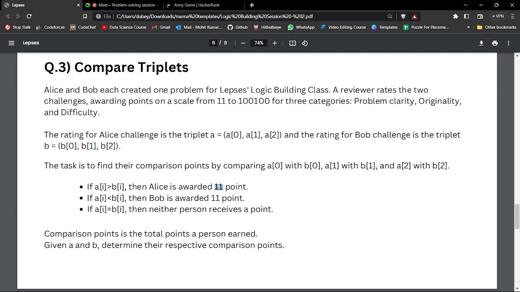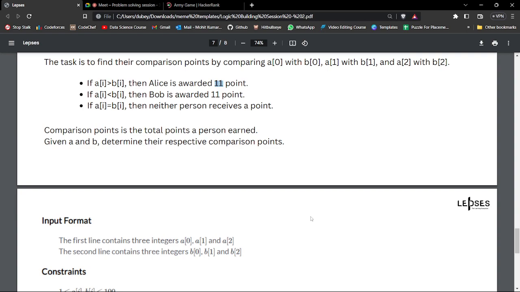And Bob is also awarded 1 point if A[i] is smaller than B[i]. If A[i] is equal to B[i], then neither person receives a point. Comparison point is the total points a person earned. Given A and B, determine their respective comparison points. Let's see what the question says further.